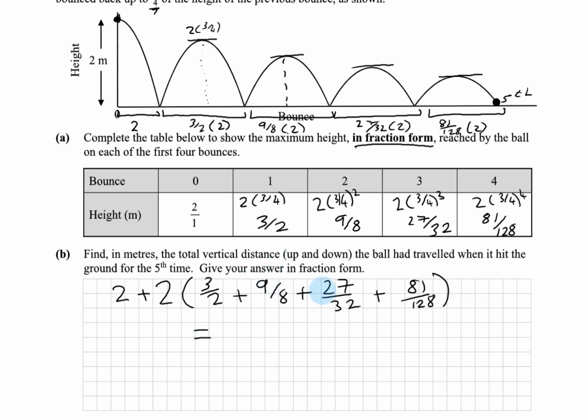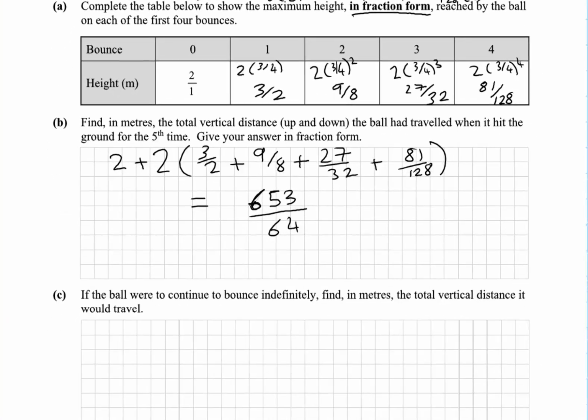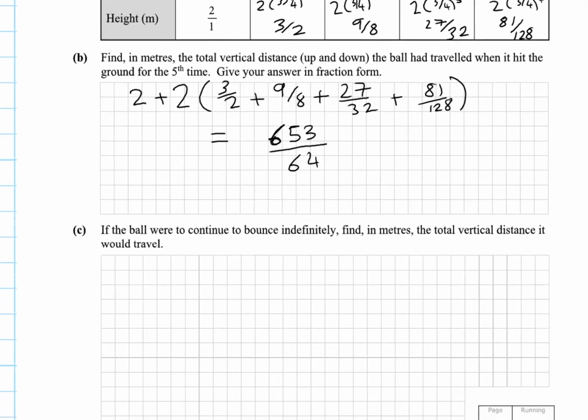And if you put that into your calculator, and it says that it's looking for it in fraction form, the answer you get is 653, and you divide that by 64. So 653 divided by 64 is our fraction. So that's probably the easiest way to do that question.